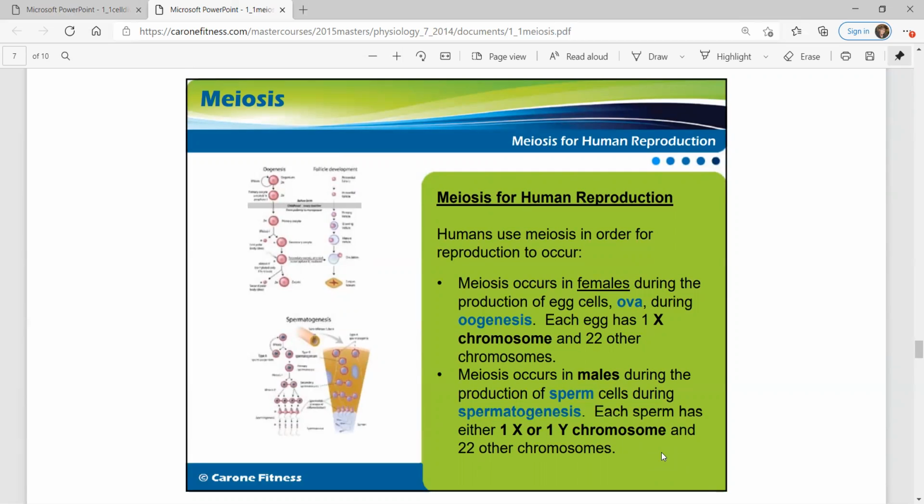Meiosis for human reproduction. Humans use meiosis in order for reproduction to occur. Meiosis occurs in females during the production of egg cells, ova, during oogenesis. Each egg has one X chromosome and 22 other chromosomes. Meiosis occurs in males during the production of sperm cells during spermatogenesis. Each sperm has either one X or one Y chromosome and 22 other chromosomes.